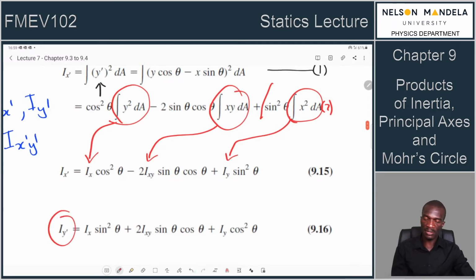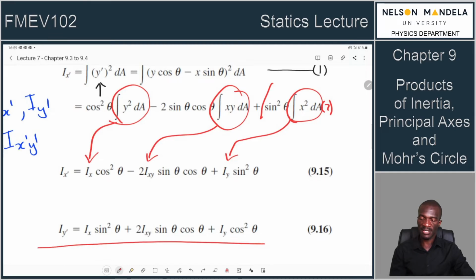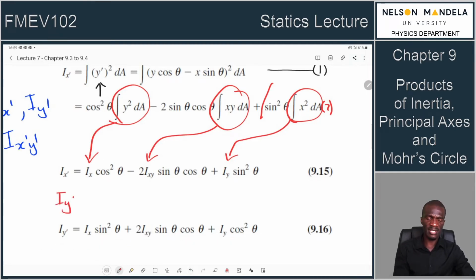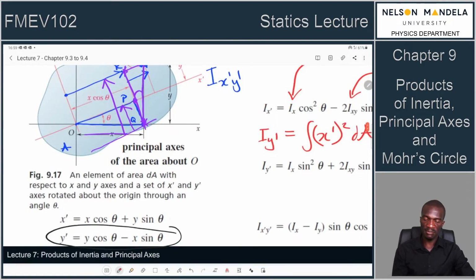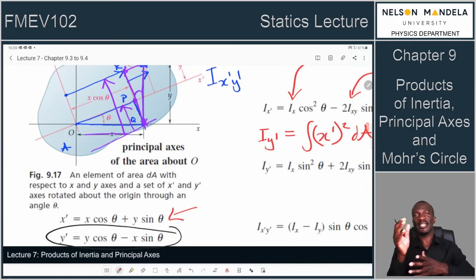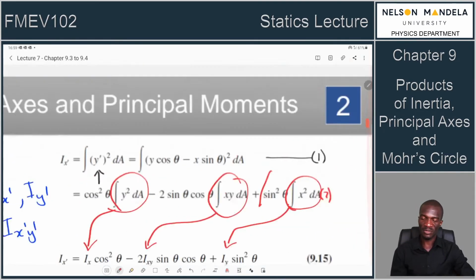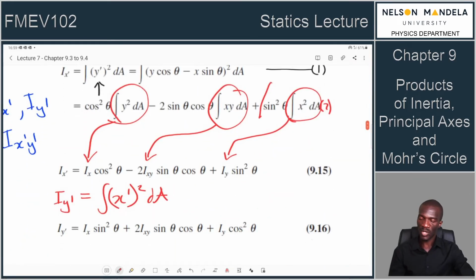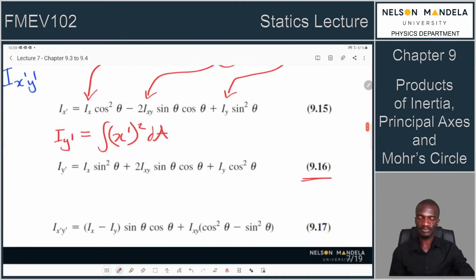If you carry out the same mathematical formula and stages, you should find this. So let me just challenge you to also see where these things are coming from, isn't it? So you can carry out this calculation. You know that your Iy prime is an integral of x prime all squared dA. Your x prime all squared must be a square of that. Then you identify what you need to in order for you to come up with equation 9.16.